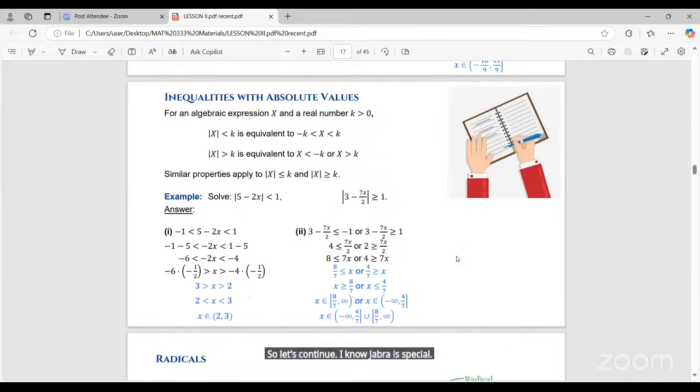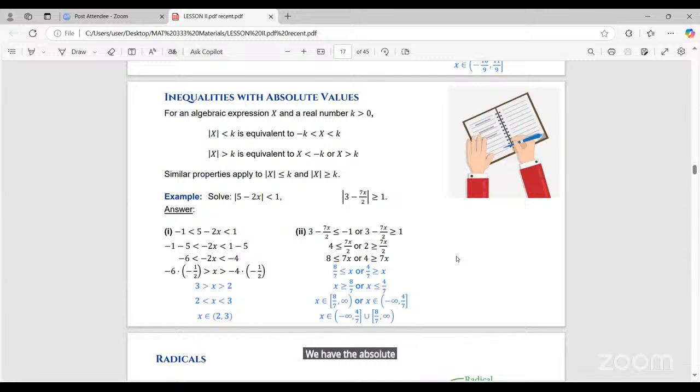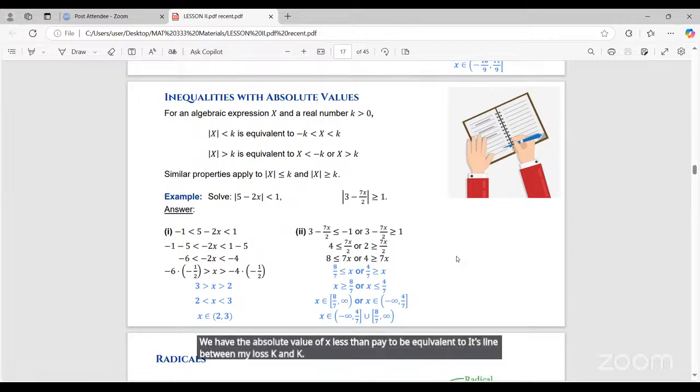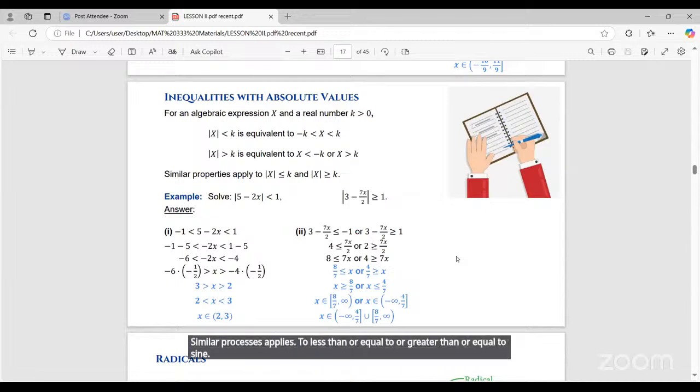Let's continue. Inequalities with absolute values. For an algebraic expression x and a real number k greater than 0, the absolute value of x less than k is equivalent to x lying between minus k and k. And the absolute value of x greater than k is equivalent to x less than minus k or x greater than k. Similar properties apply to the less than or equal to and greater than or equal to signs. So we have examples there.